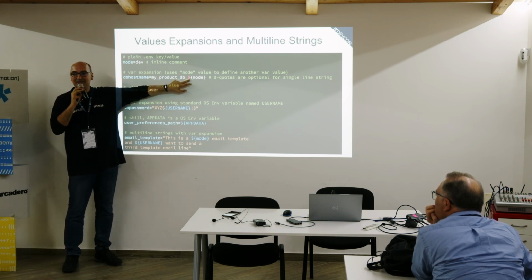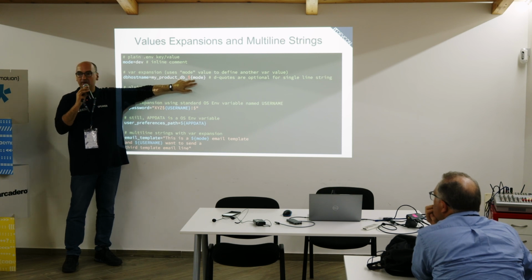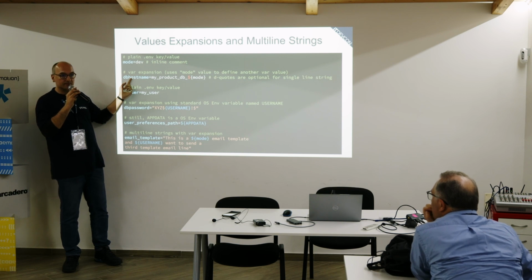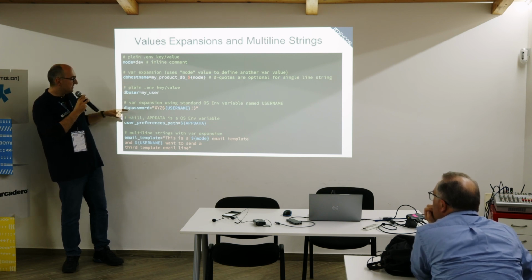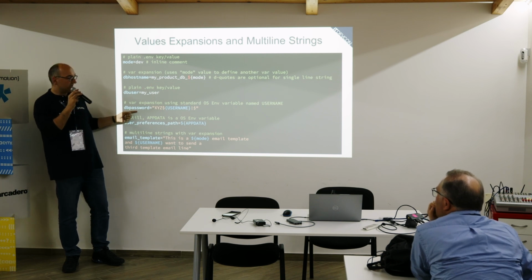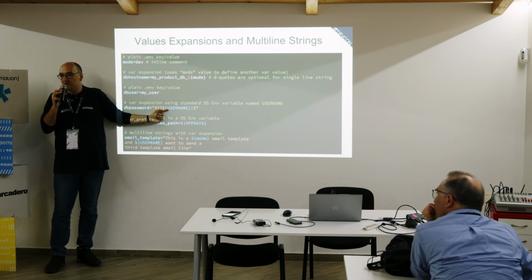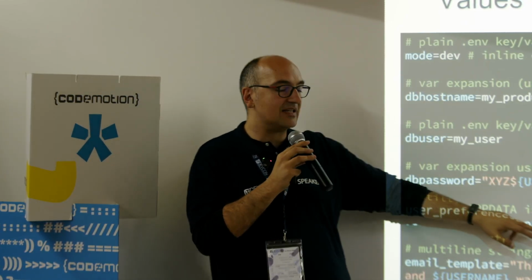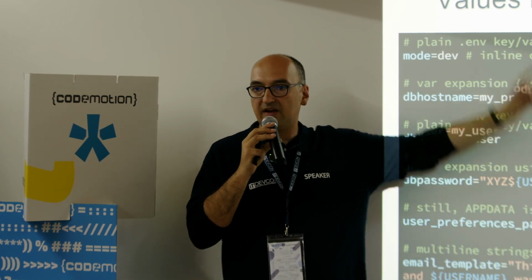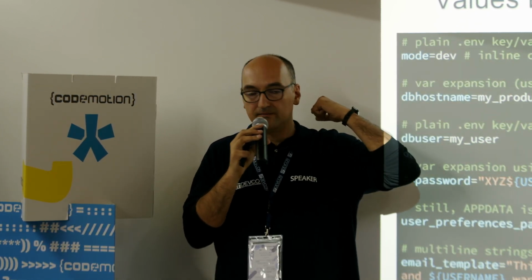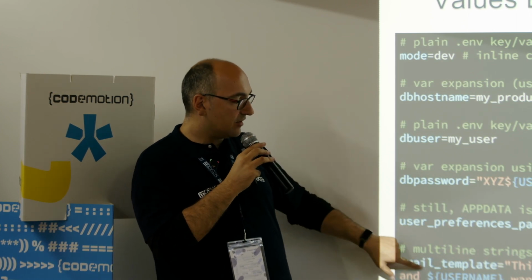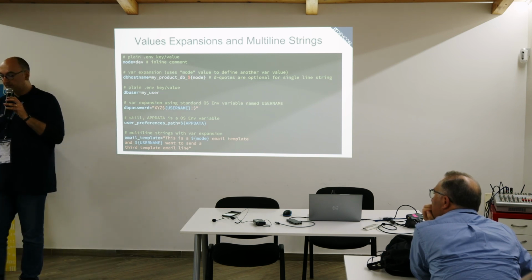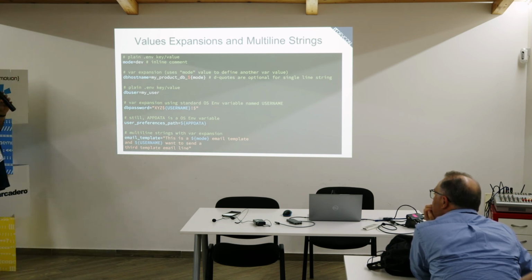In this way, I can use another variable to define this variable. So, for instance, I could use the DB password, which is calculated based on the username. Or, for example, the user preferences path that could be app data. This app data is not defined here, it's defined at the system level. It also allows, using double quotes, multi-line values to do templates or something.